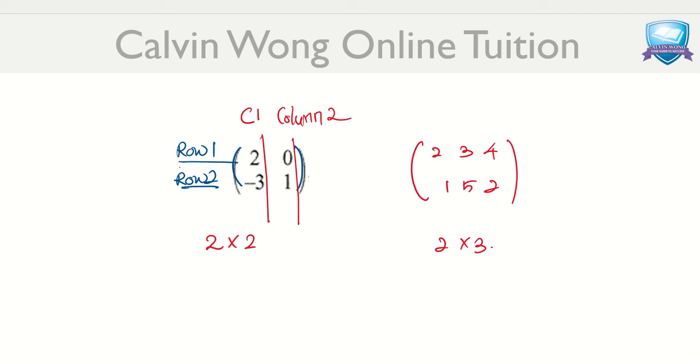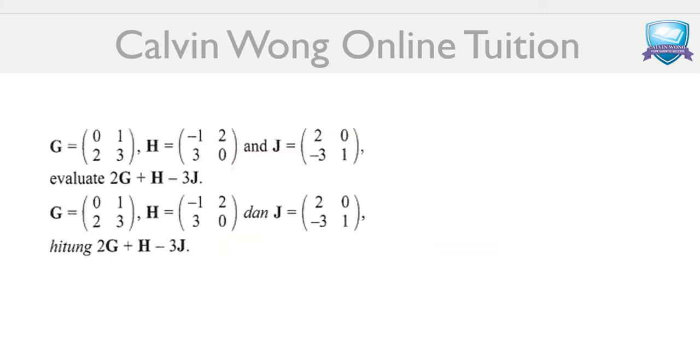With matrices, we can do addition, multiplication, subtraction. We cannot do division. So let's start. Now, let's look at this question. We have matrices G, H, J. The question asks you to do 2 times G plus H minus 3J. How do we do these questions?